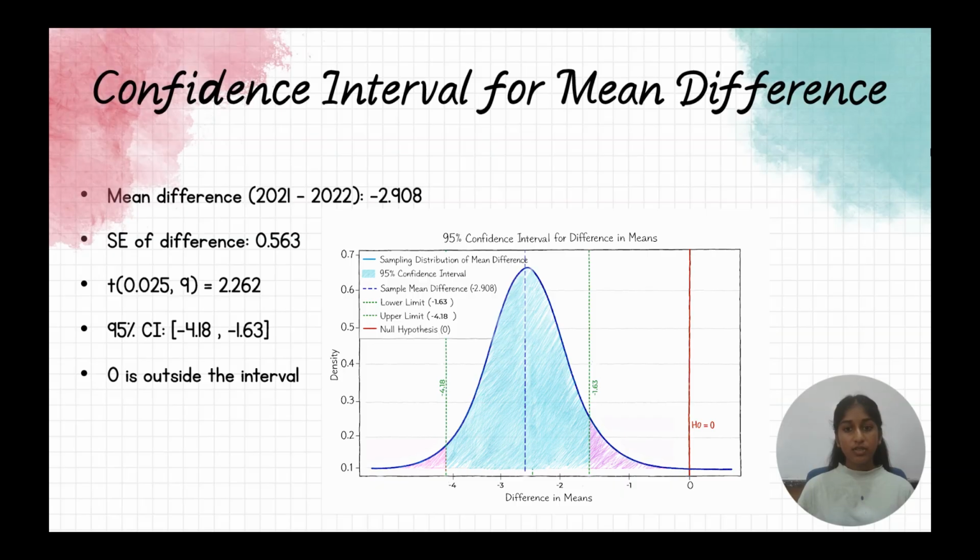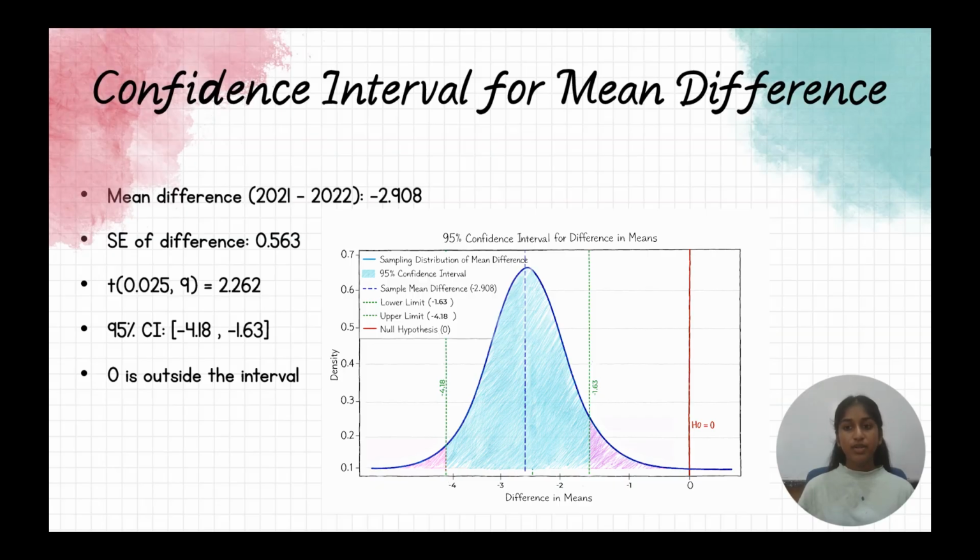So the 95% confidence interval is minus 2.908 plus or minus 2.262 times 0.563, which equals minus 4.18 to minus 1.63. The red vertical line shows 0, the value under the null hypothesis.